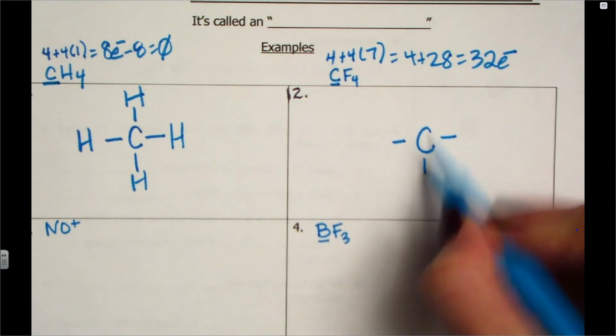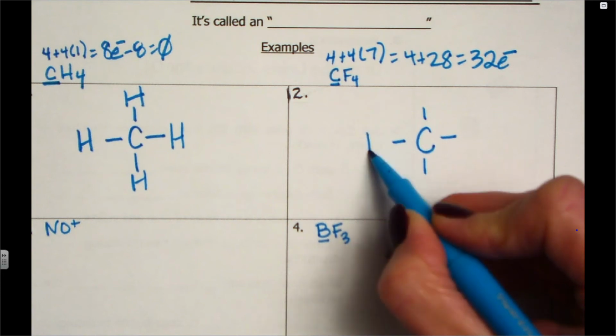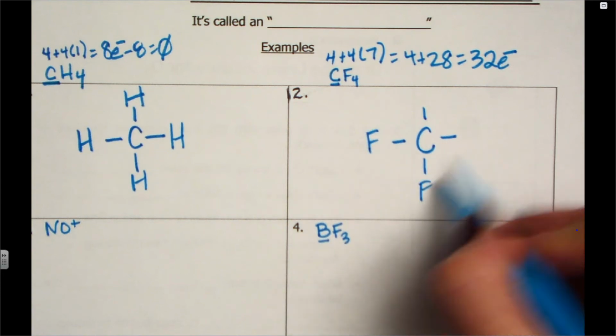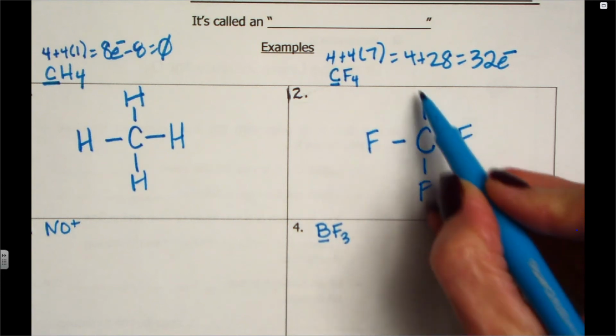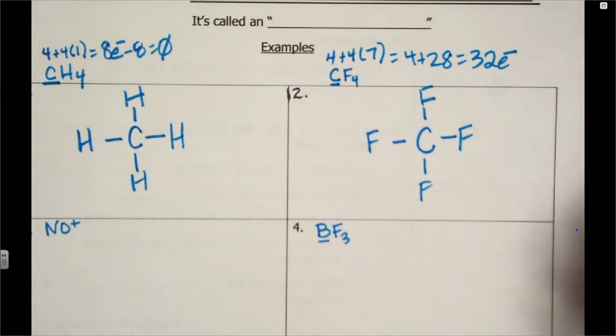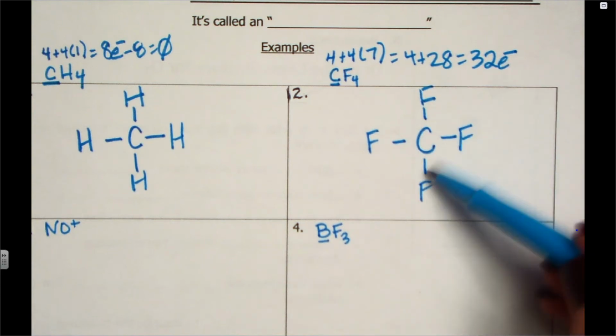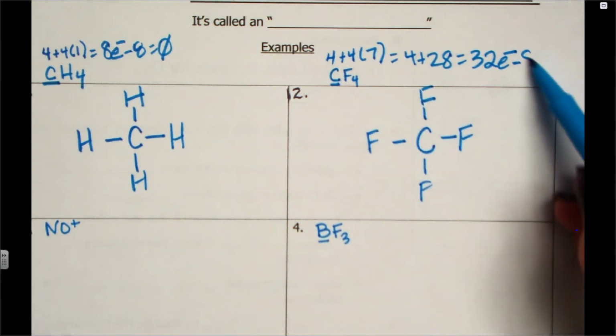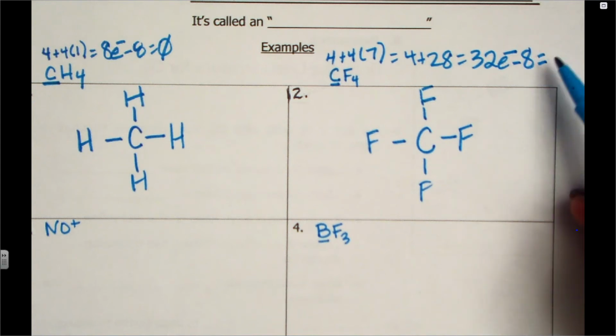Again, single bonds to start off with, and you're going to sort of pretend that the carbon is in a square, so you got a top, bottom, a left, and a right. Now, we have used 2, 4, 6, 8 electrons, so let's subtract 32 minus 8, and that's going to give you a total of 24 electrons.